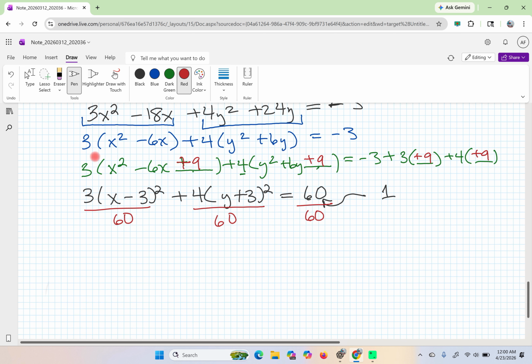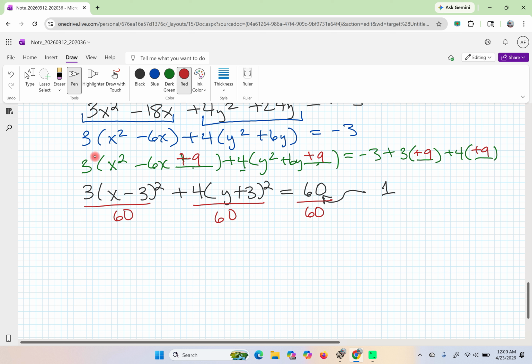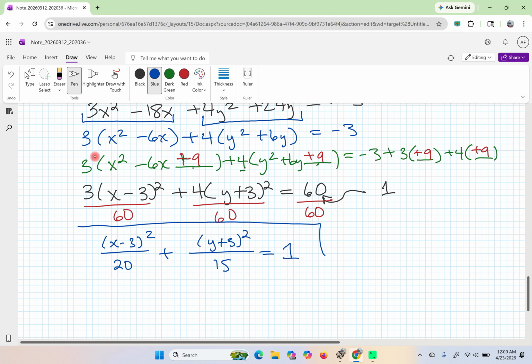So doing the math, 3 goes into 60 20 times. So on top we will have 3 divided by 3 is 1. 60 divided by 3 is 20. We're going to divide 4 and 60 by 4. The 4 goes away. At the bottom I have 15. And now I have 1. So now I have a happy ellipse equation. I'm not done with my problem.